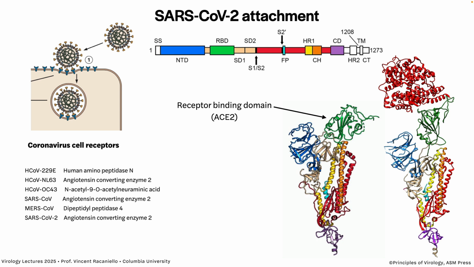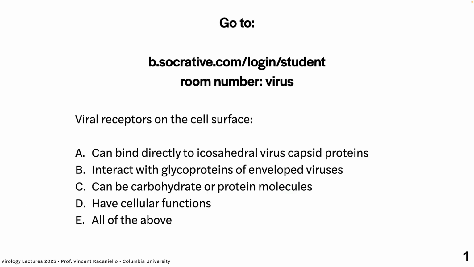And this is the structure of the spike protein here on the right. The receptor binding domain is in green, and that's the part that binds ACE2. And ACE2 is shown in the right-hand structure here in red. So that's the interface between ACE2 and SARS-CoV-2 spike. We'll talk a little bit about this in some more detail in a bit.